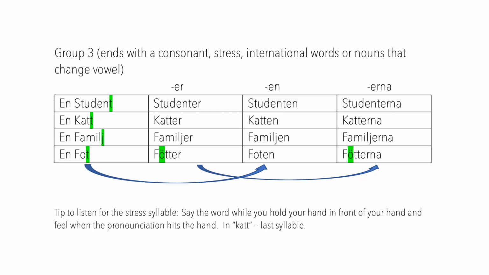And the next one is en familj, a family. Flera familjer, several families. Den familjen, that family. De familjerna, those families. And the last one where we change the vowel is en fot, a foot. Flera fötter, several feet. Den foten, that foot. De fötterna, those feet.